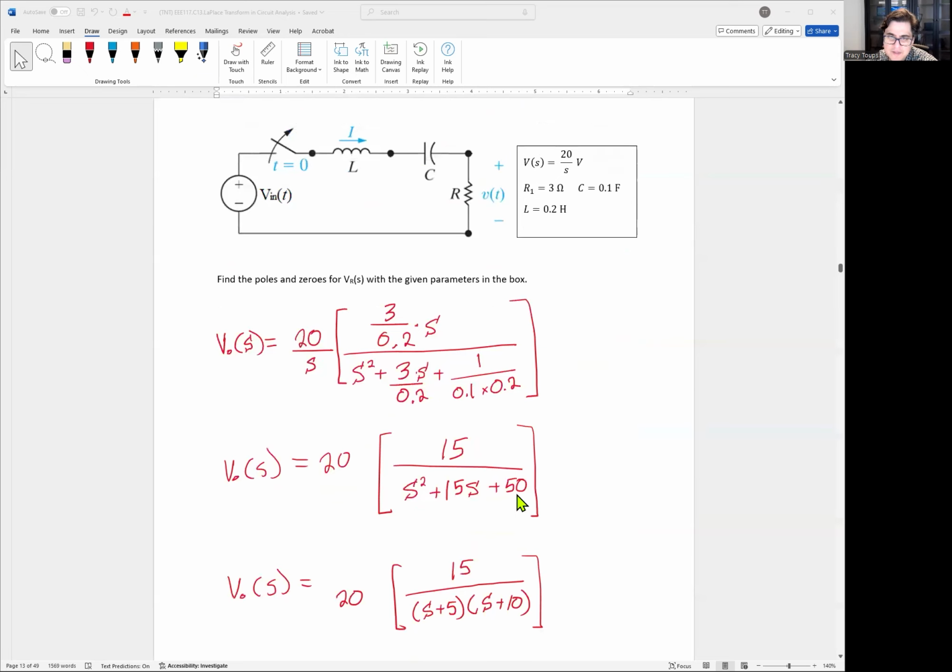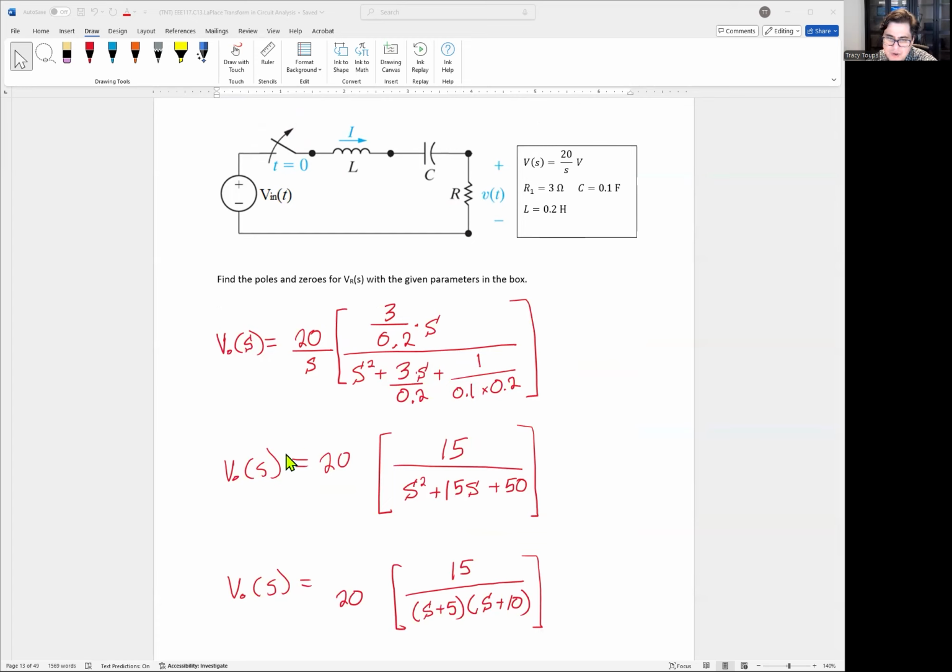Now we're going to start plugging in numbers. So our input voltage is 20 volts. So we're going to have 20 over S times, and then we're going to plug in R, C, and L here. So we're going to have 3 over 0.2 and so on and so on.